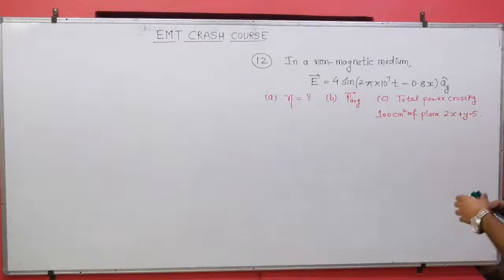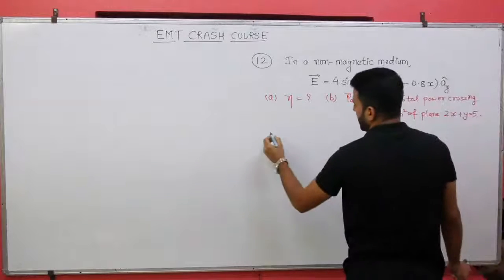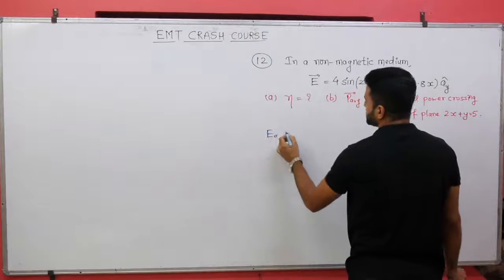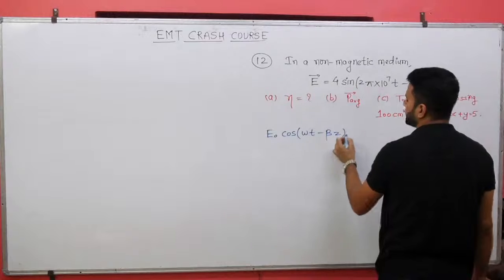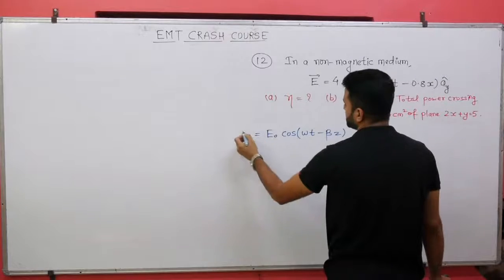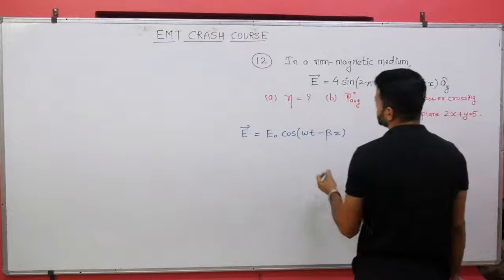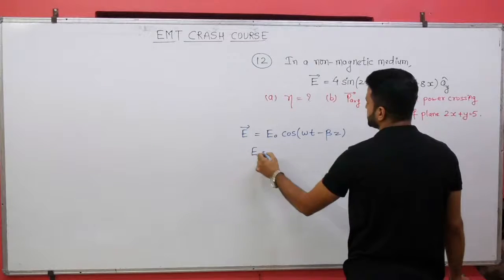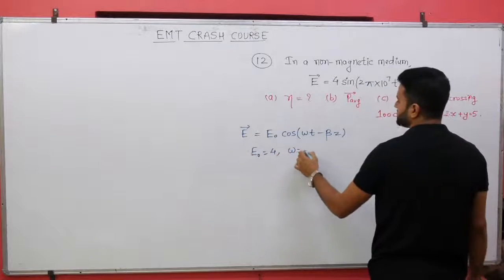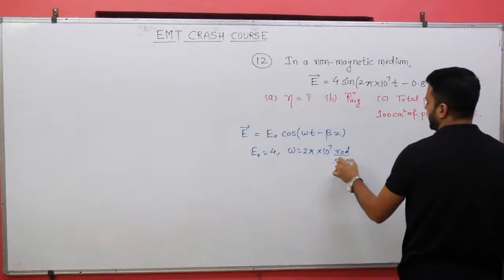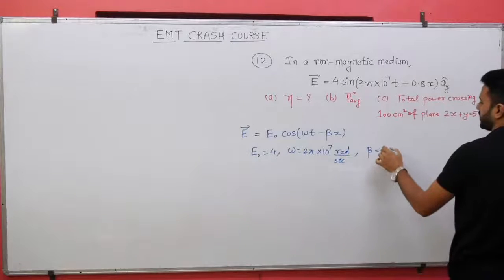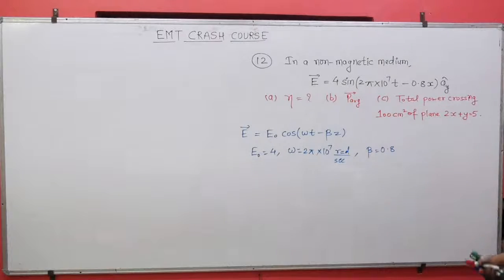So let's discuss this question. We have the standard form of the electric field, which is E naught cos of (omega t minus beta z) for any lossless medium. For any lossless medium, the expression of the electric field is this. So we can find that E naught is equal to 4 here, omega is equal to 2 pi into 10 to the power 7 radian per second, and beta is equal to 0.8. It is given like this.